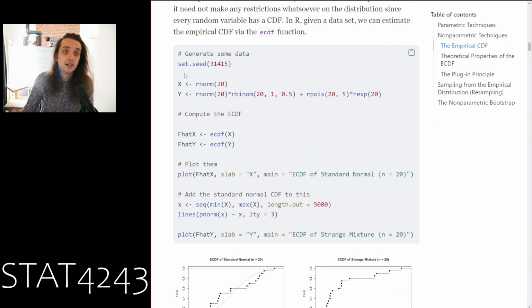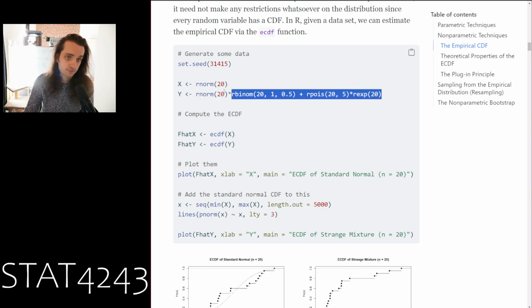So we'll set our seed. We're going to take one sample, which is just a normal. And then we're going to take this other sample here, and it's going to be this weird distribution where we take a normal, multiply it by some binomial, and then add on a Poisson multiplied by some exponential, right?